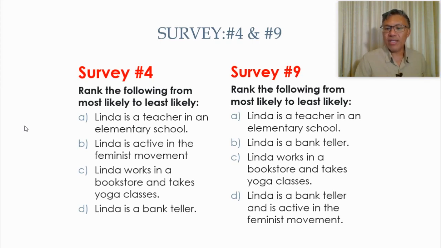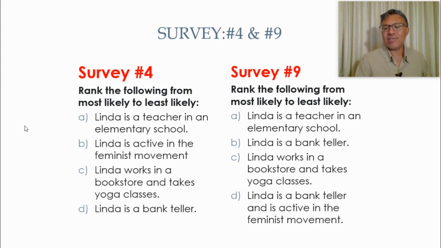For survey number 9, similar options, but not exactly the same. Okay. A, Linda is a teacher in an elementary school. B, Linda is a bank teller. C, Linda works in a bookstore and takes yoga classes. D, Linda is a bank teller and is active in the feminist movement. Okay, so oftentimes in class, option D is often at the top for what people think is most likely to be true about Linda.